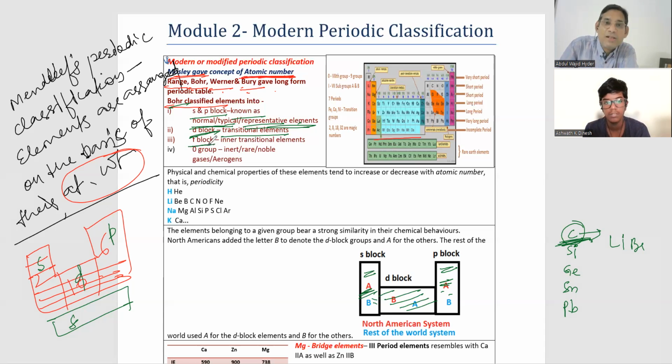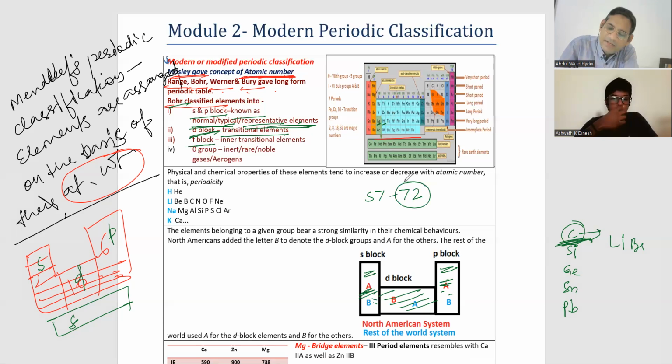Now Bohr named F block elements as inner transitional elements. Why? See, this is lanthanum, 57, and after that this is 72. After 57, the next is not 58, it is 72. So these 14 elements are inside the transitional elements block, and that is why F block elements are called inner transitional elements.